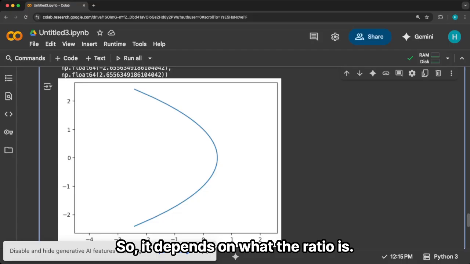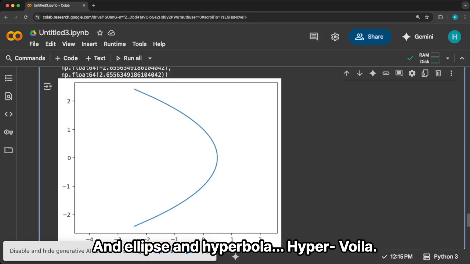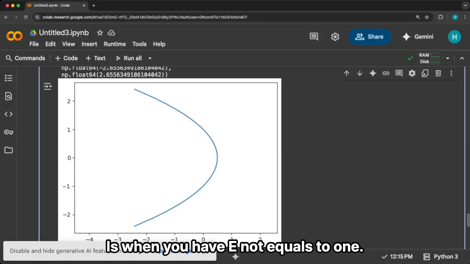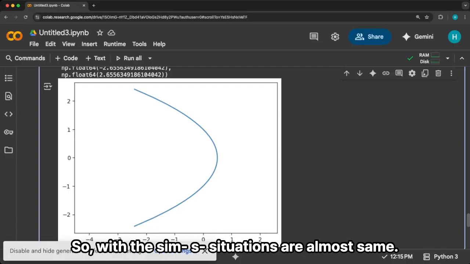So it depends on what the ratio is. If a parabola is when you have this, E is called eccentricity. So E equals 1 for a parabola, and an ellipse and hyperbola is when you have E not equal to 1. So let's see what happens. The situations are almost the same.